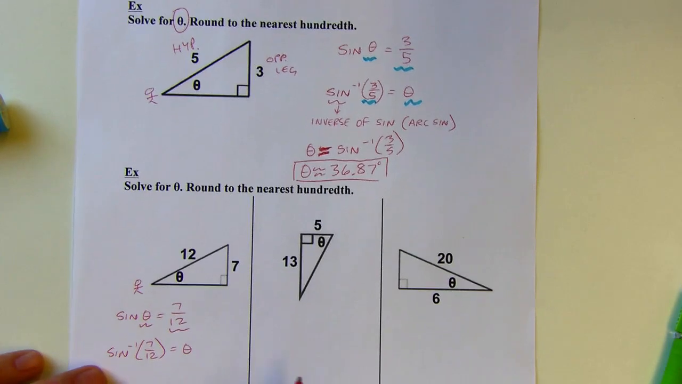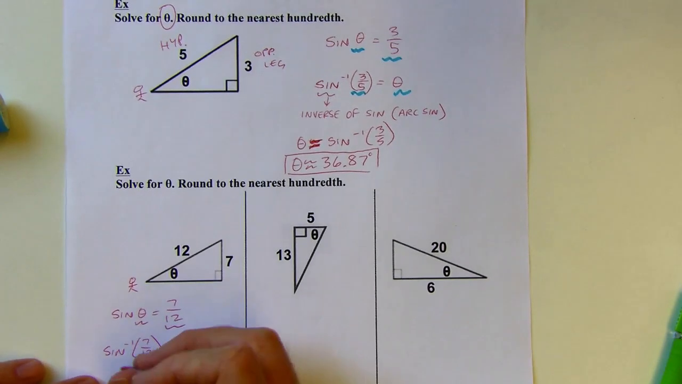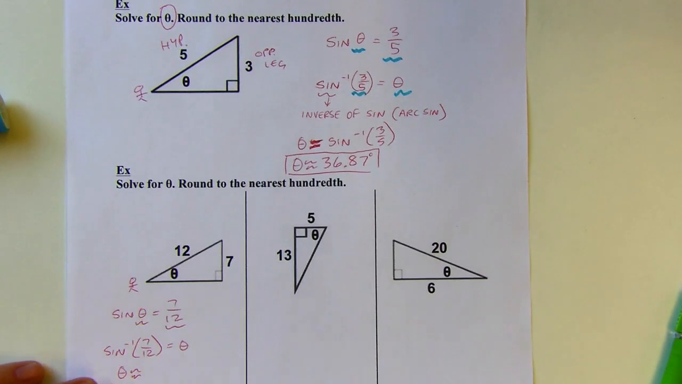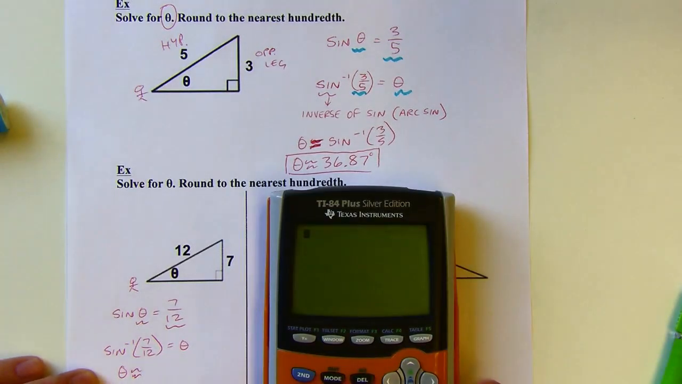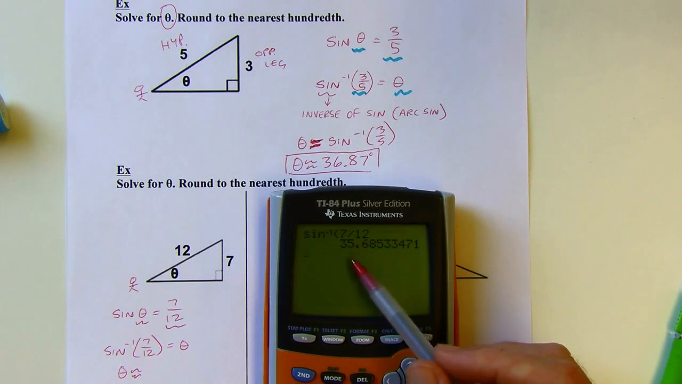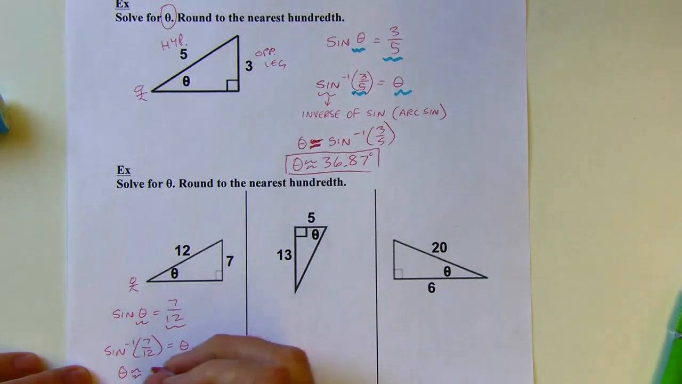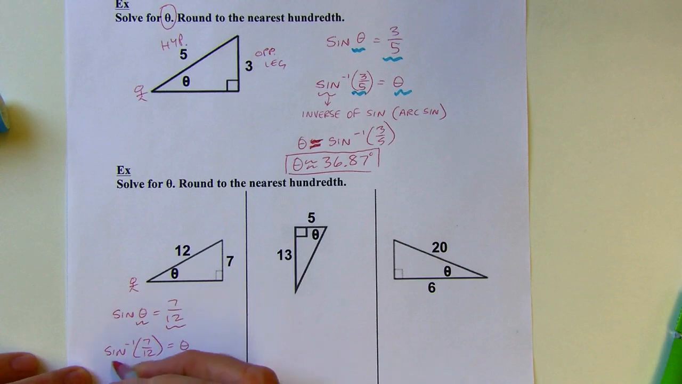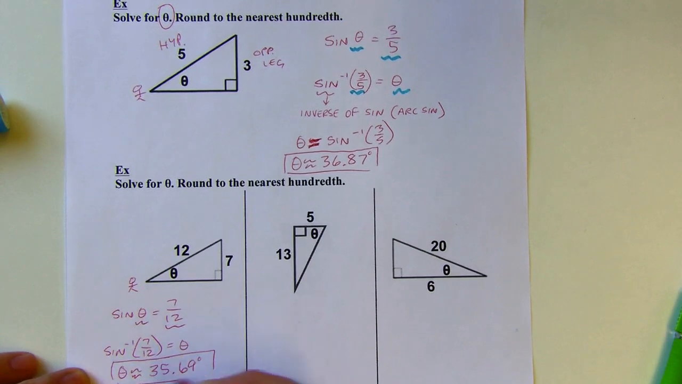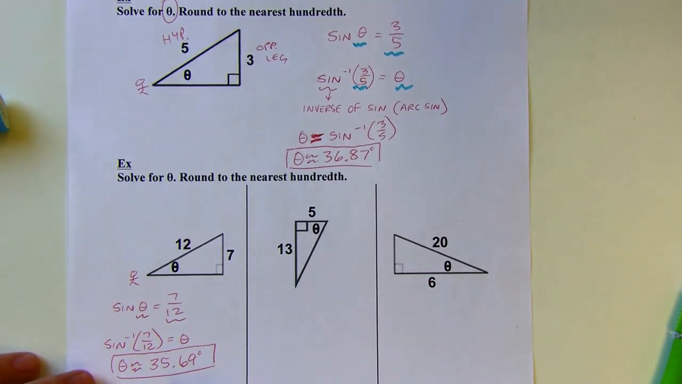Now I've got something to plug into the calculator. And I know I'm in degrees still. Inverse sine of 7/12. Some calculators you might have to do 7/12 first, then do the inverse sine of it. Just play around with yours, but you should end up with about 35.69. And this is in degrees, so I always want to put the degree symbol, unless I'm going for radians, because if you don't put the degree symbol, it's radians, which means something totally different.